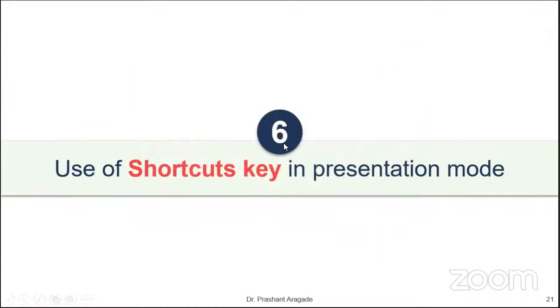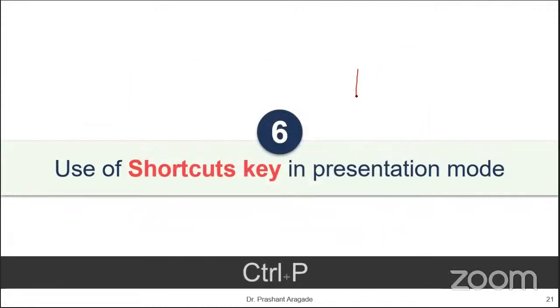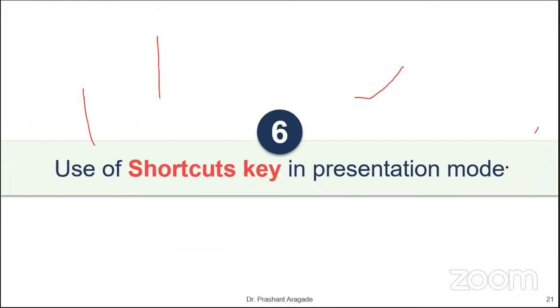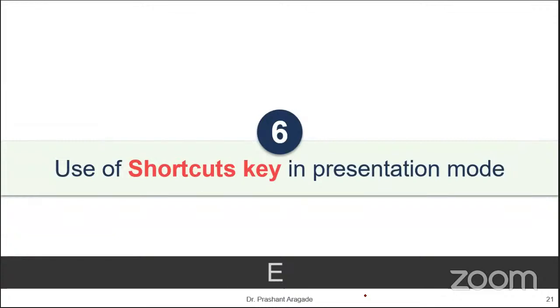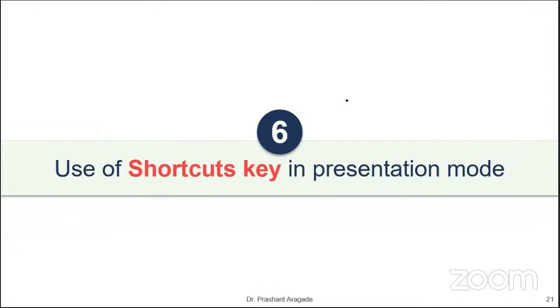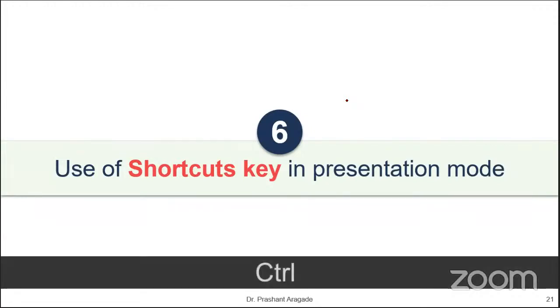Okay, if suppose I press Control P, the pointer gets started. If I press Control E, the eraser gets open. If you again press Control P, the pointer gets started. Suppose I have drawn things, and if you want to clear the slide in one stroke, then I will press only E. So all the things get erased. If I want to shift from pointer to laser, then I will press Control L. So the laser pointer will get started.